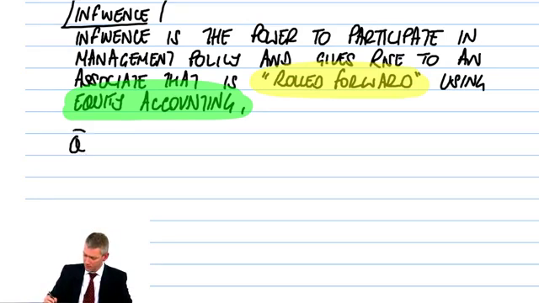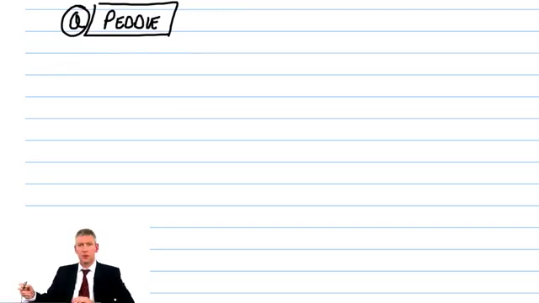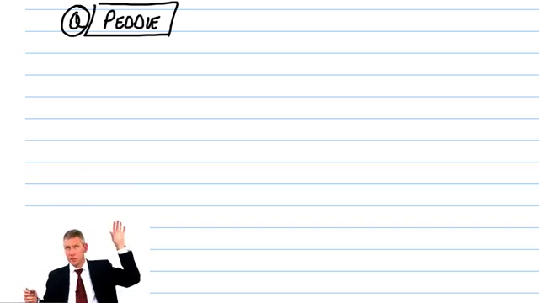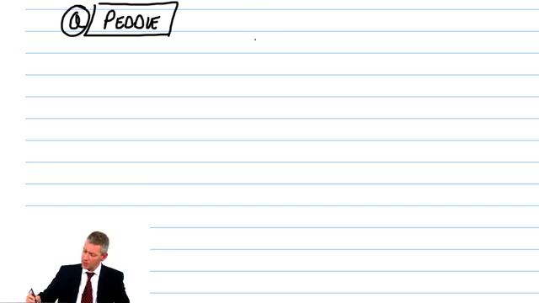So question, pedal. We're going to start with net assets. But before we get into net assets, we're actually going to do a group structure for this one, because I want to reinforce the ideas that I've just communicated, control and influence. So here we go, let's have a P.